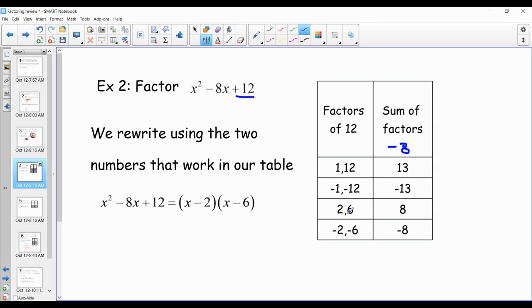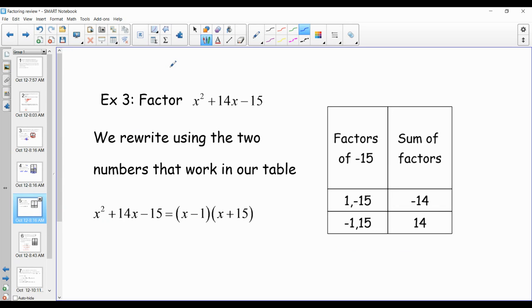Well, we need -8. -2 times -6 gives us our positive 12. -2 plus -6 gives us our -8. This is the pair that we need. Again, we have x squared here, so x goes first. Just put these two numbers next to the x: x minus 2 times x minus 6. That is the factored form of x squared minus 8x plus 12.